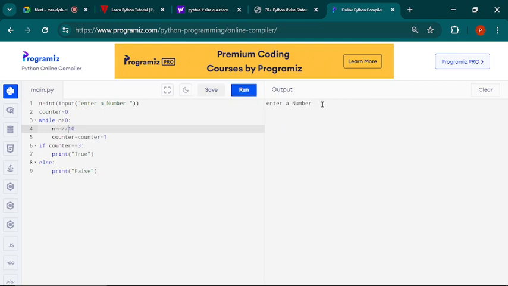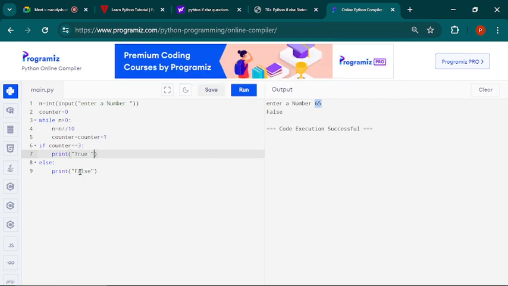Again, suppose I run this program and enter 65. See, it is false. Why false? Because it is not a three digit number. Correct? One thing: if you want to print how many digits the number had, you can also use this. You can simply print this counter. It will tell how many digits it has counted, whether it is three digit or not.